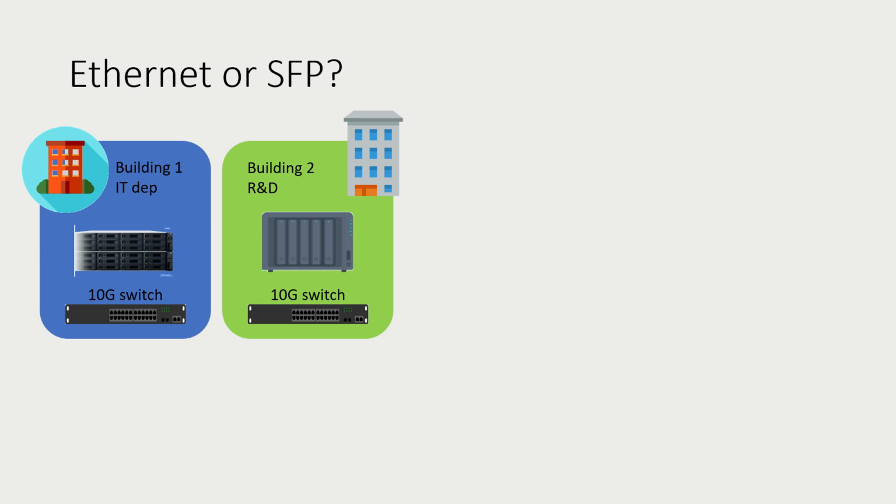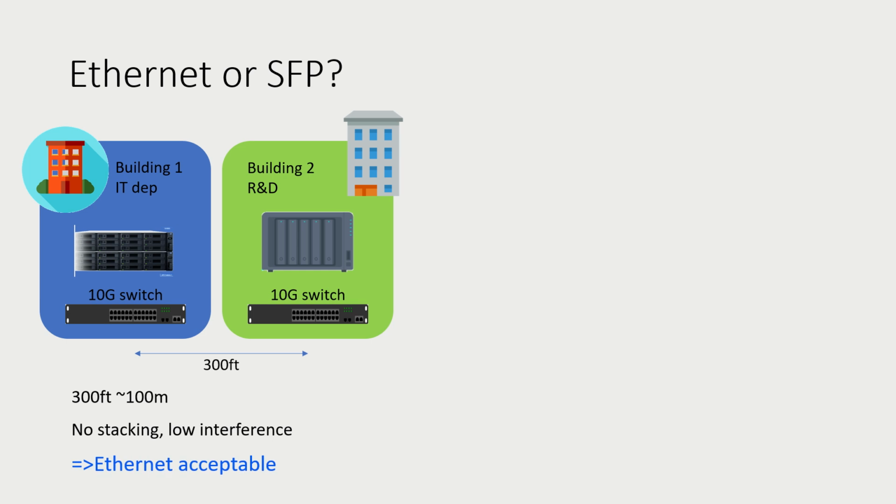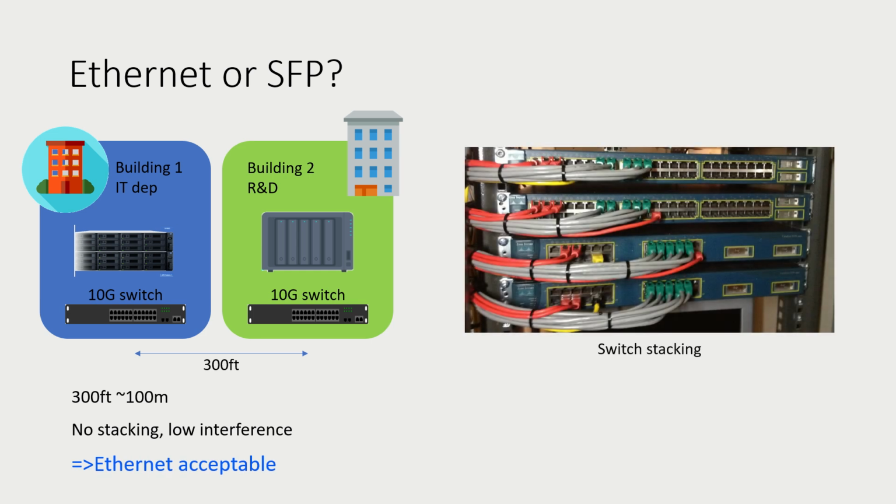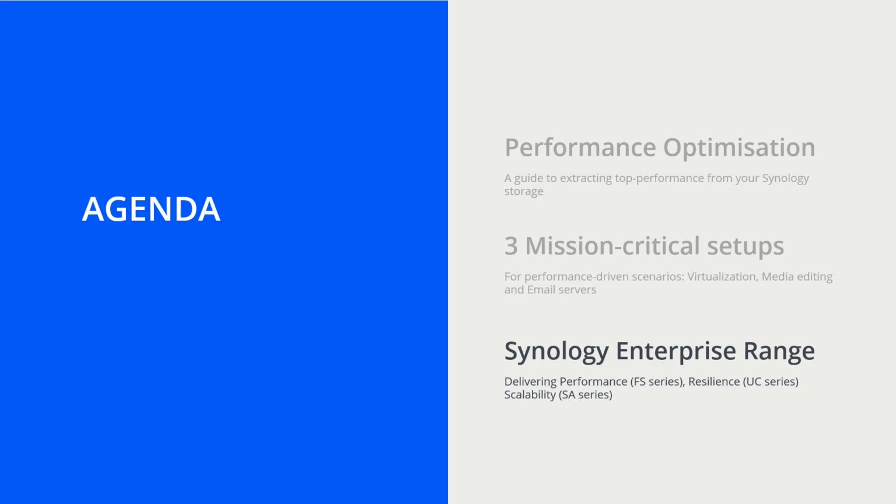So, two little scenarios. Say, a campus with an IT department and an R&D department. Both got a Synology, both got a 10 gig switch. How do you connect them? If it's a 300-foot distance, especially if there's no stacking of your switches, Ethernet will be fine. Now, if you do have a lot of switch stacking, bear in mind the risk of interference can be quite high. With power consumption, and all these RJ45 cables all over the place, you may want to start using some SFP, and that might reduce this aspect.